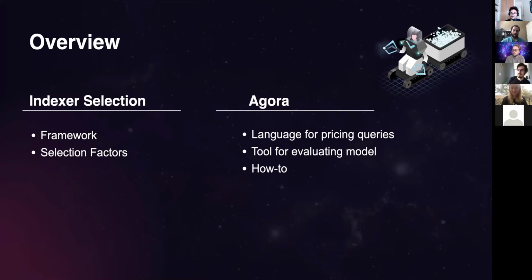Then we're going to talk about something called Agora, which is a new language that we developed here at The Graph to allow you to price queries in a very flexible and powerful but intuitive way. When we're talking about Agora, we're going to run an evolving cost model through an evaluation tool that's going to score the effectiveness of your pricing against real query logs that come from the hosted service. And then finally, we're going to show you how you can deploy that cost model that you developed to the query market. After that, we're going to take some questions.